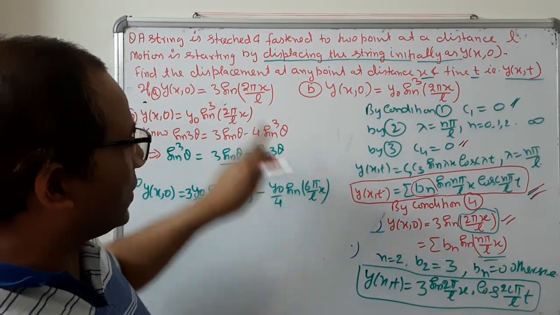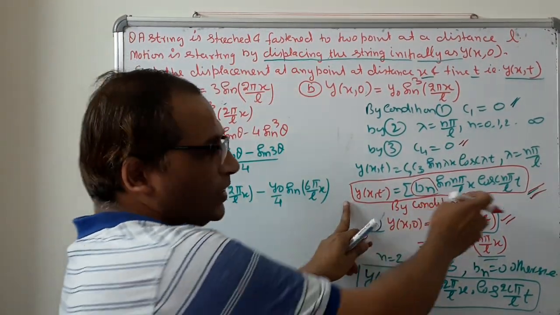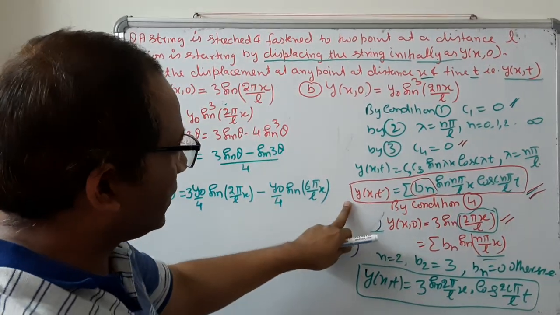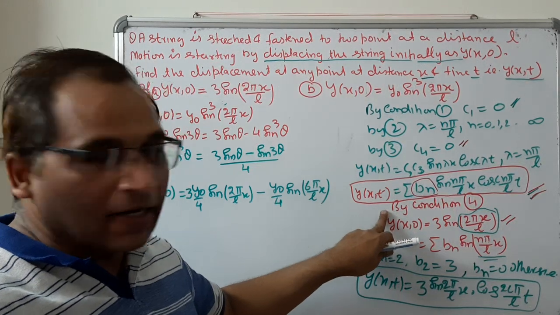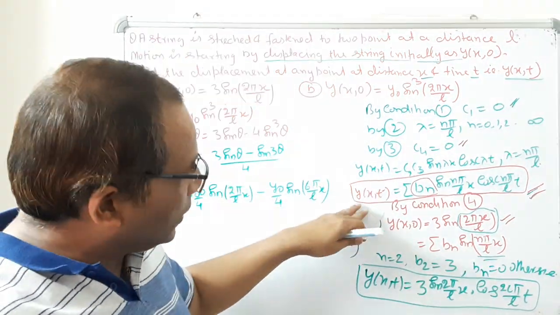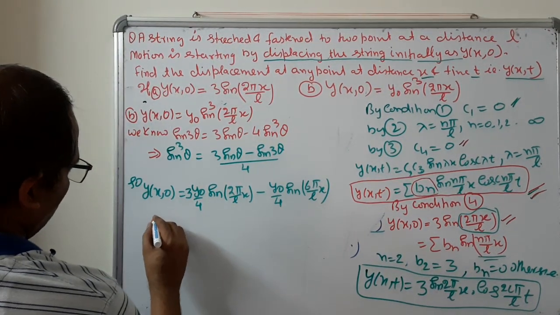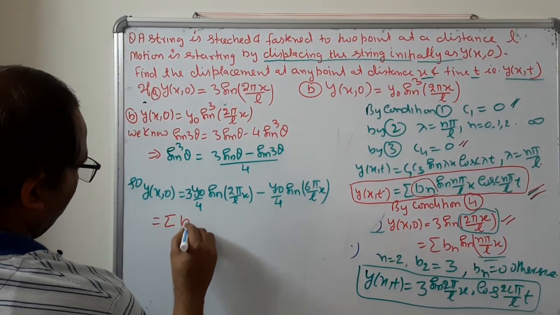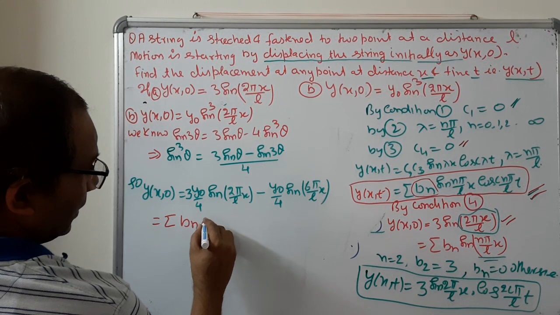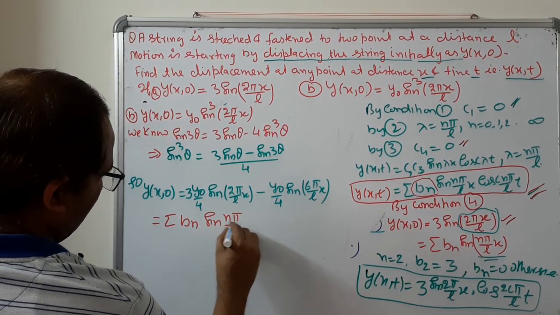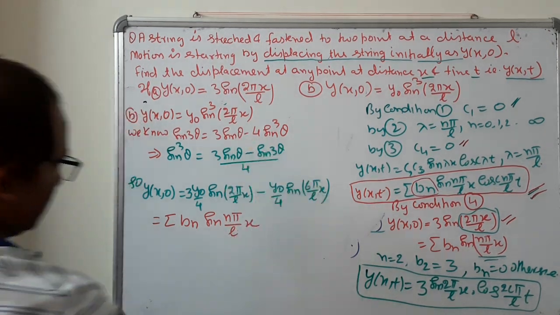And you write in this question up to this one as the same. Any type A question, we write all the things up to this one as same. We will not change anything. Then the change starts from condition number 4. Up to this one you write the same, right? So then this is equal to sigma of Bn sin n pi x upon L.